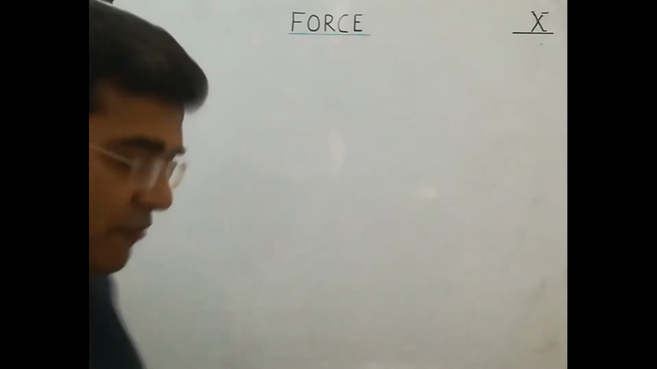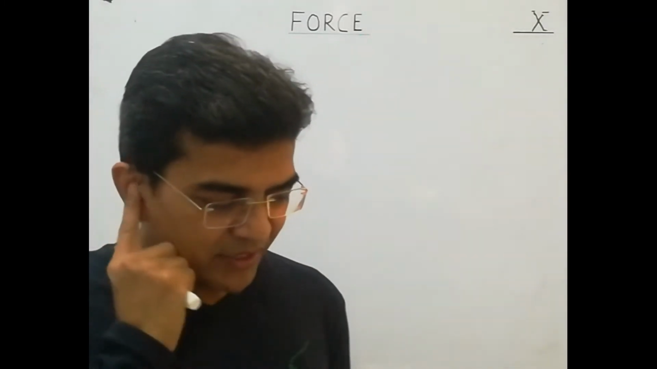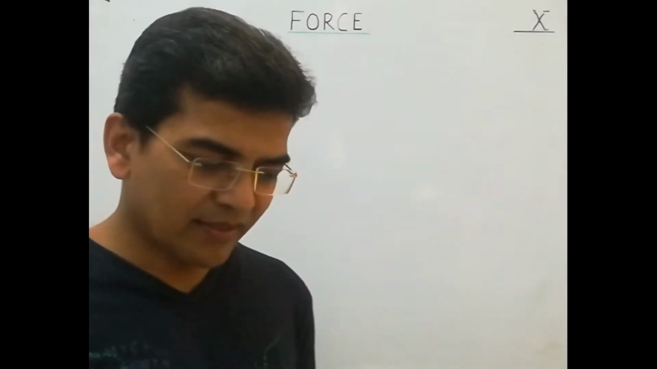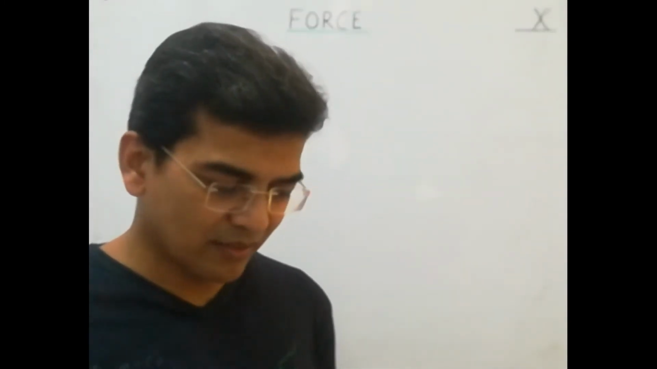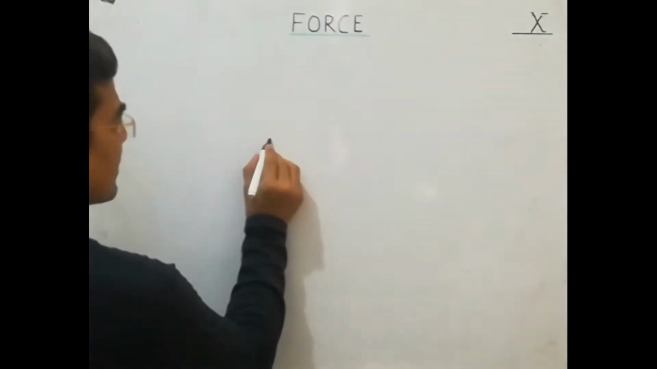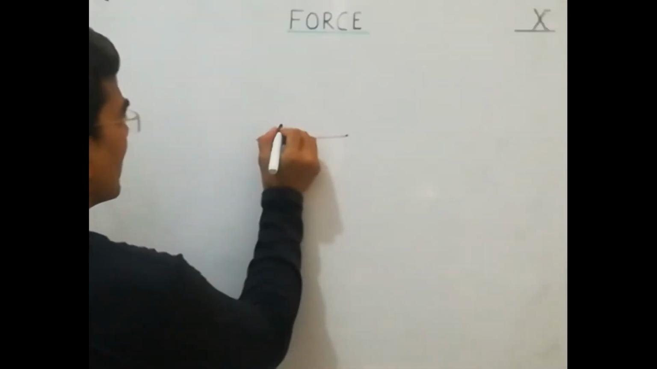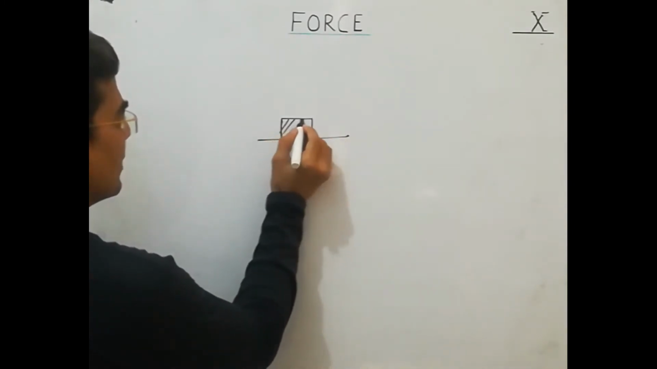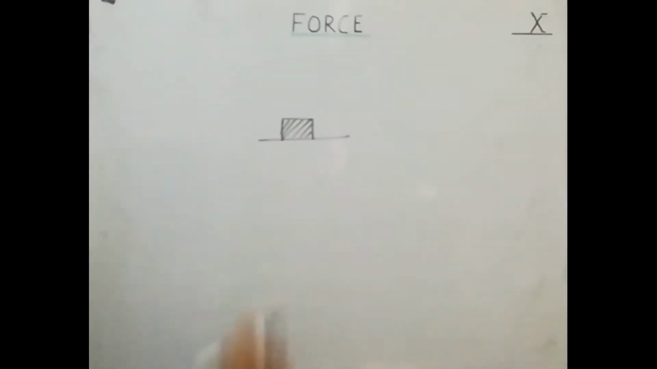If you see in the notes I have given, when a force acts on a stationary rigid body which is free to move, the body starts moving in a straight path in the direction of force. This is called linear or translational motion. For example, let us consider an object kept on the table, and this object is free to move.